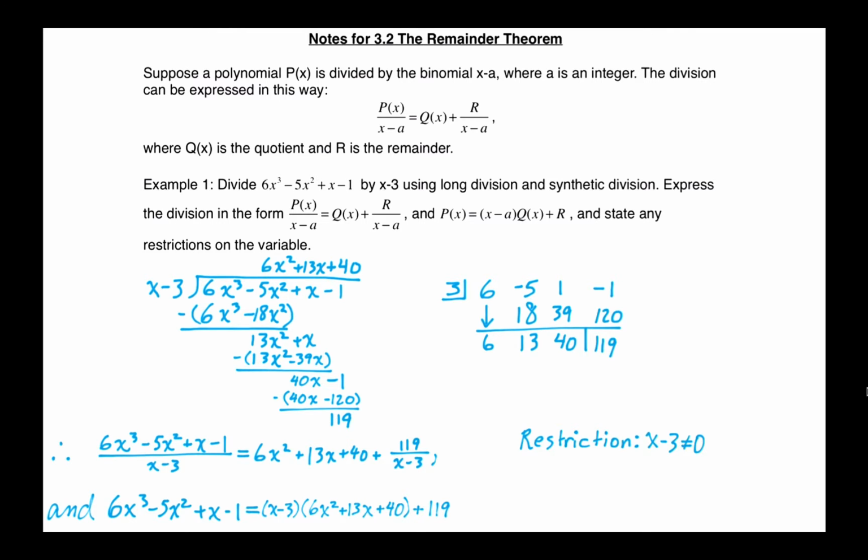As far as restrictions go, there's just one restriction, which is the x minus 3 can't be 0. Again, you don't want to be dividing by something that's 0 because it'll be undefined. So if x minus 3 can't be 0, then that means x is not equal to 3.